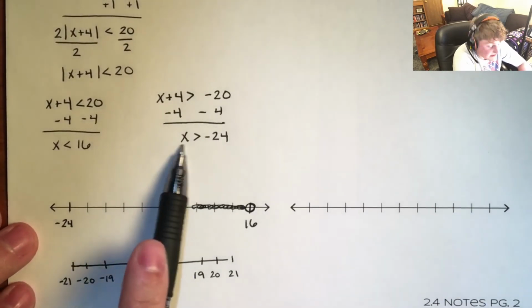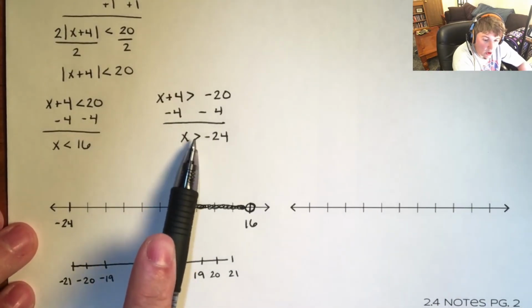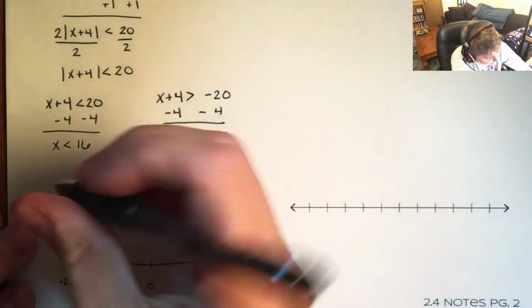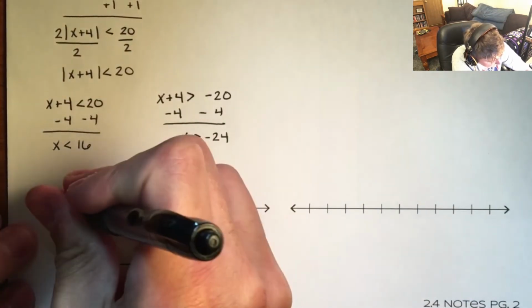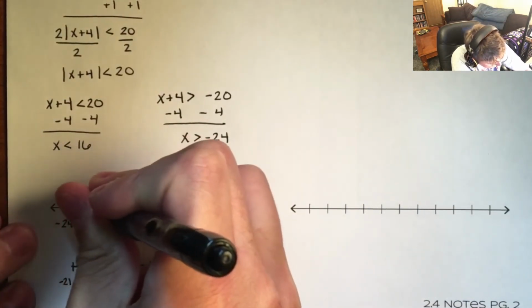Well, what about x is greater than negative 24? Well, I know it's an open circle here on negative 24, and greater than is going to have me shade off to the right.